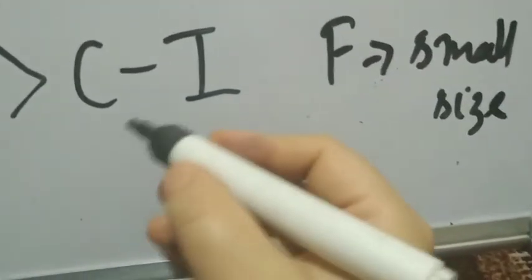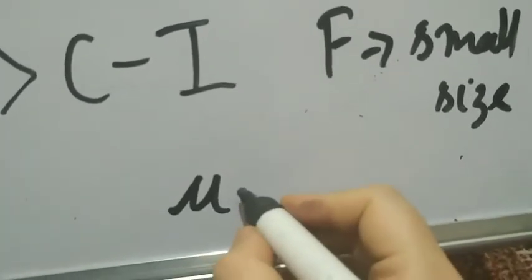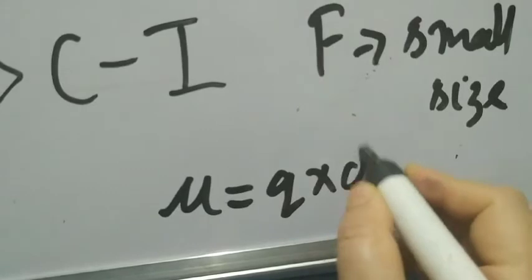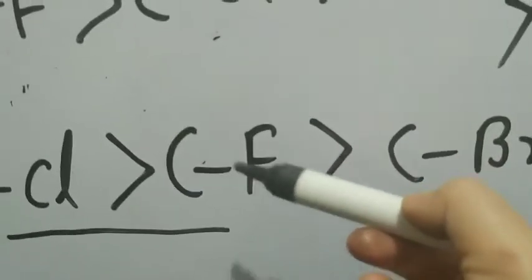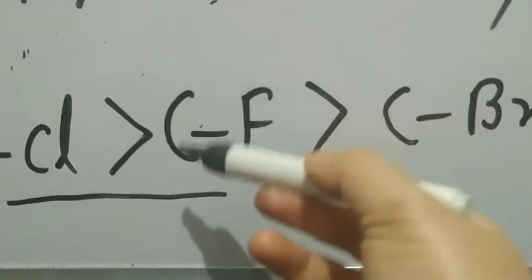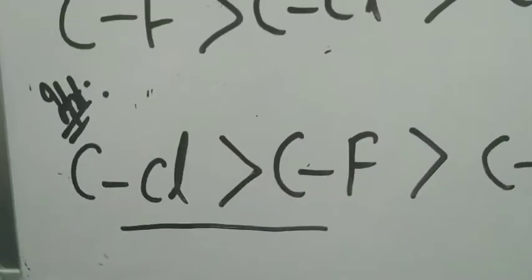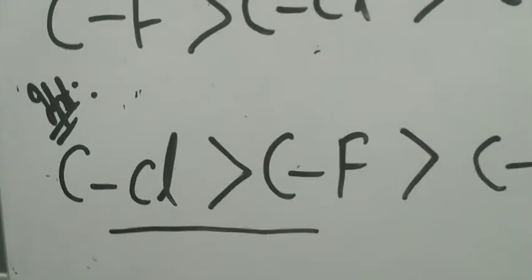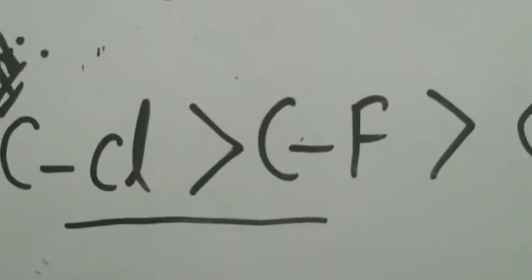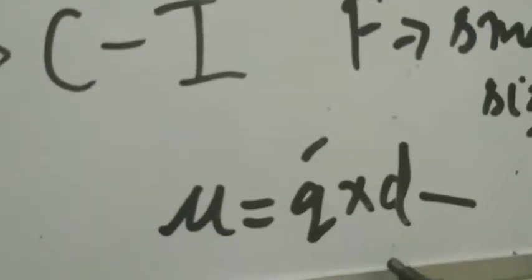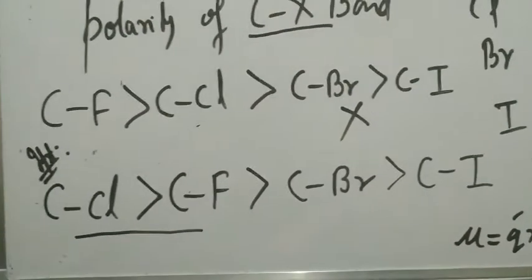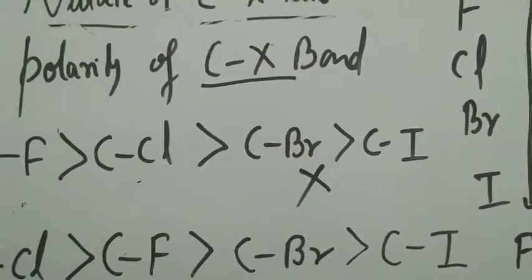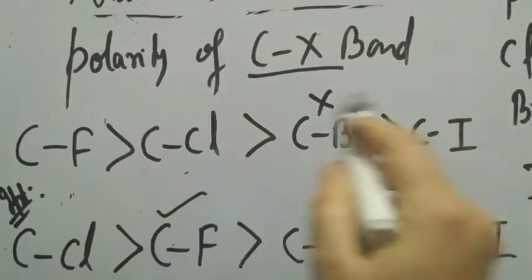And as I said in the beginning, polarity depends on what? On dipole moment. And that dipole moment is Q into D. Anything that affects D or affects Q will affect the value of mu. No doubt it is highly electronegative, but because of its small size, the CF bond is slightly less polar than the CCl bond. What happens because of the small size? The distance between the two poles decreases, consequently decreasing the value of mu. Again, take a look at this and remember this order. The above given order is not the correct order. This is the correct order.